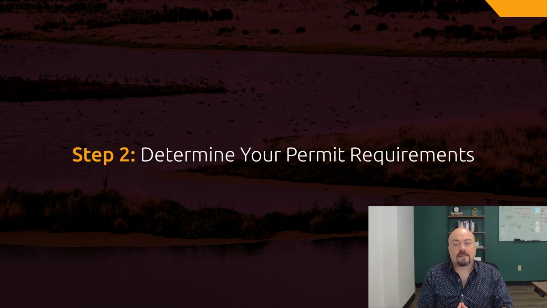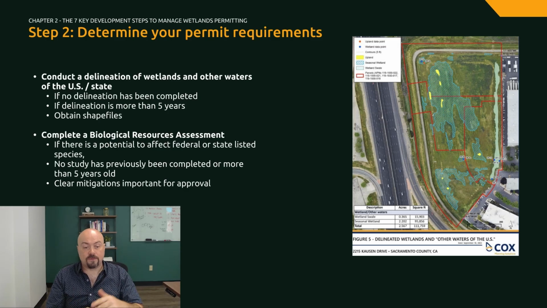All right, moving on to step 2, determining your permit requirements. Now, once you have committed to your development project, you will likely be putting forward effort towards completing your development permit application with your local city or county. If you have received any sort of checklist for your development permit, it may require you to complete a wetland delineation to identify any potentially regulated wetlands or other waters on your property, along with a biological study to identify potential habitat for threatened and endangered species.